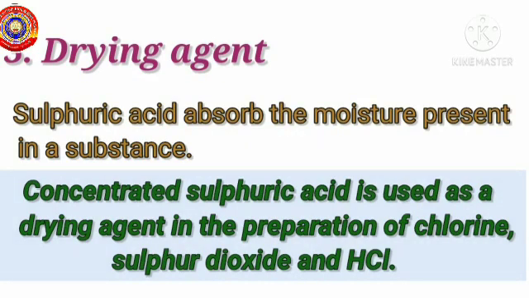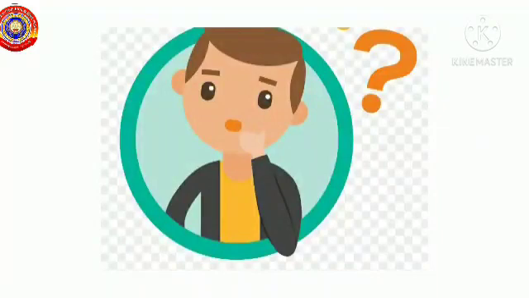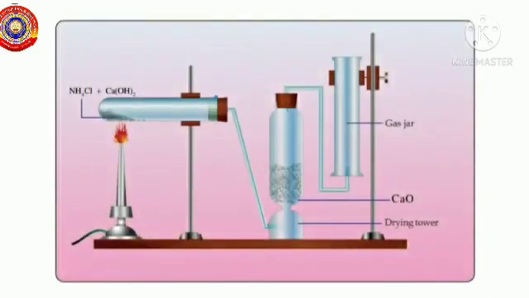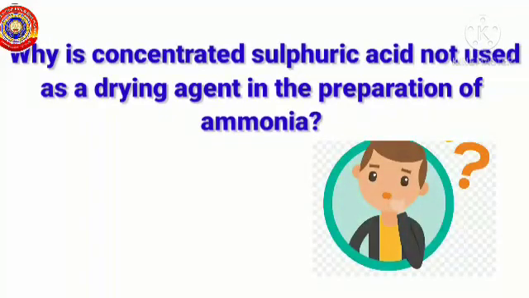Alright children, let me ask you a question. Don't you remember the laboratory preparation of ammonia? There, we learnt about a drying agent which was used to remove the moisture present in ammonia. What was that substance? Exactly, it was quicklime, right? But in the preparation of ammonia, why is concentrated sulfuric acid not used as a drying agent? Could you tell me? Let me tell you.